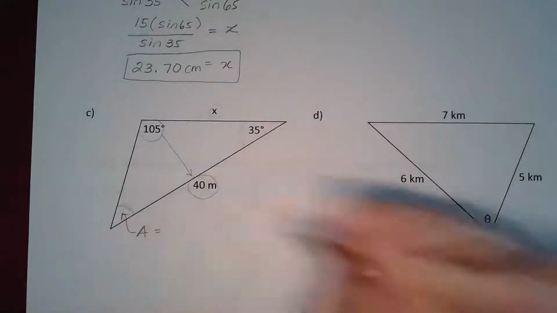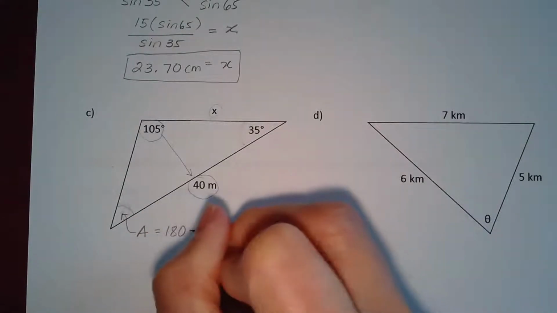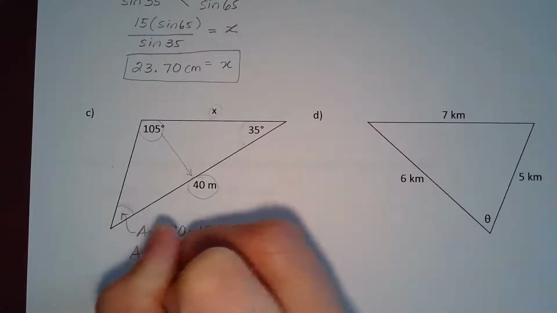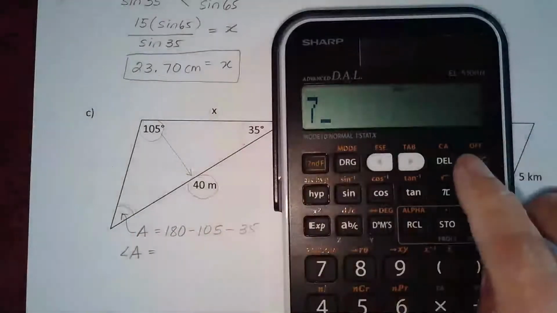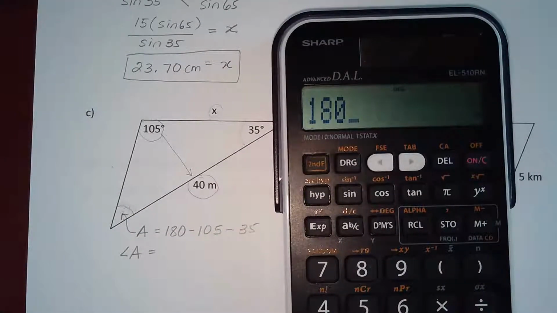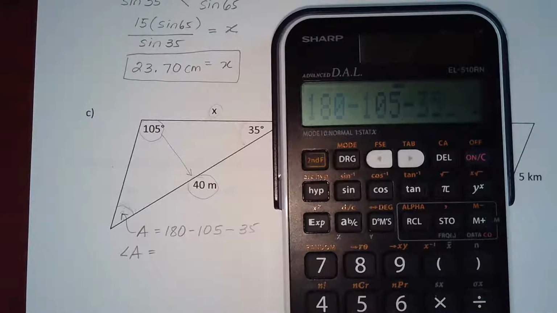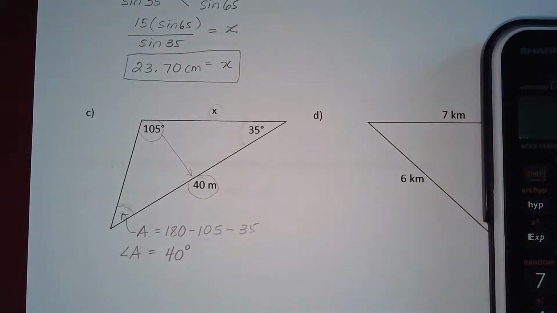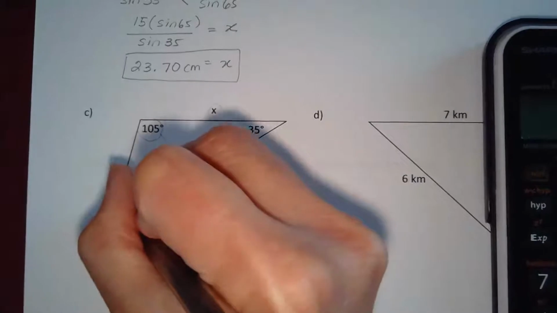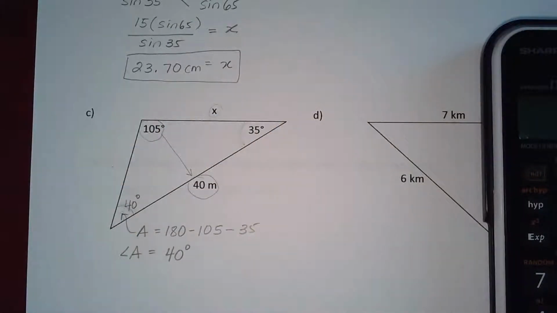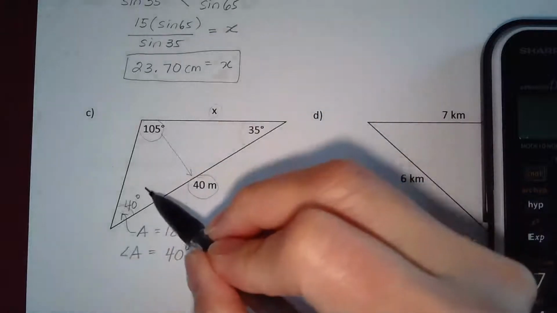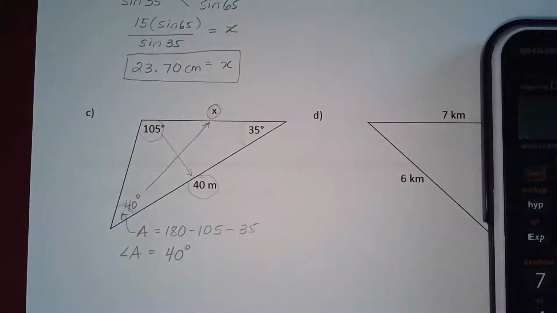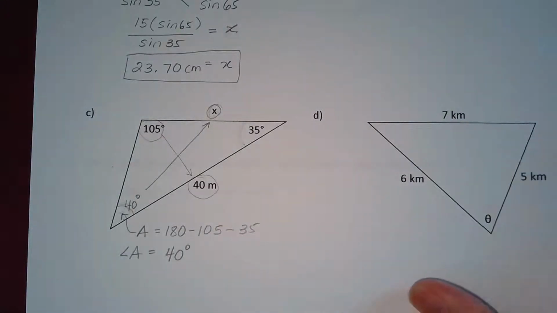So angle A is equal to 180 minus 105 minus 35. So therefore angle A is how much? 180 minus 105 minus 35, and we got 40 degrees. Okay, great. So now we have that angle right there. We're ready to use sine law to solve for this side. So let's do that.